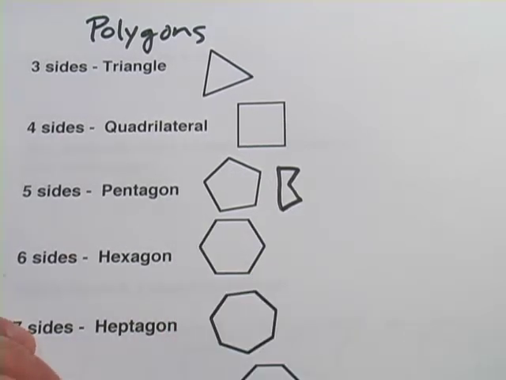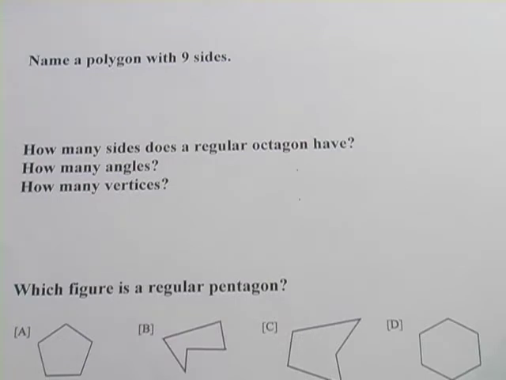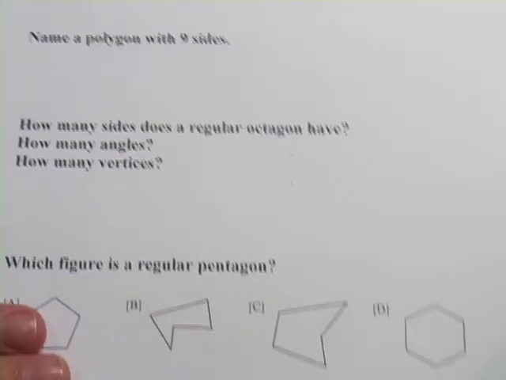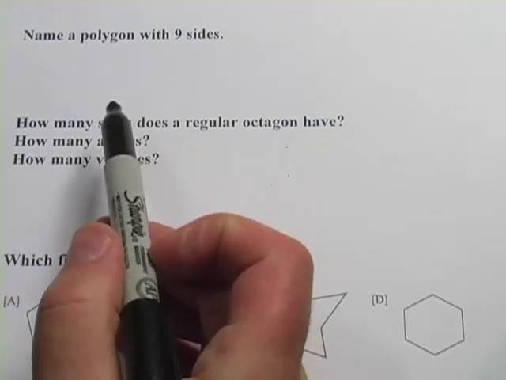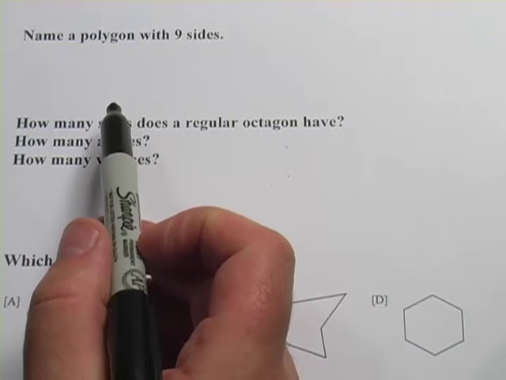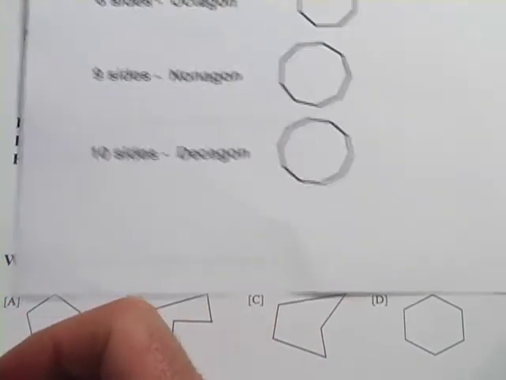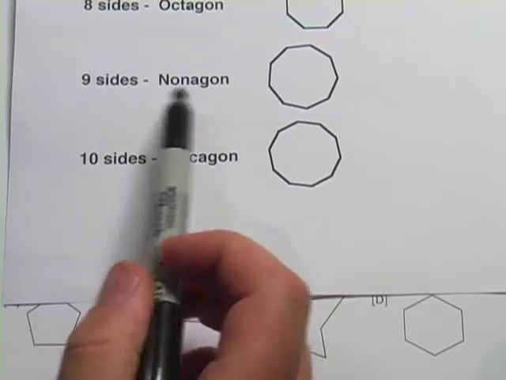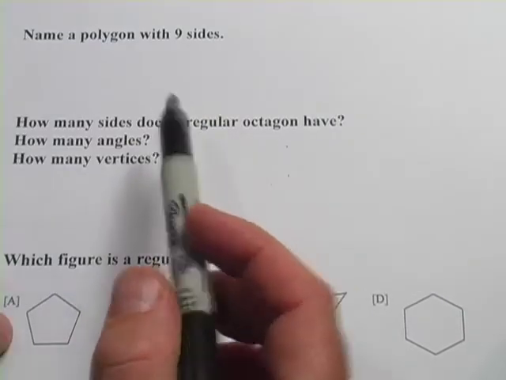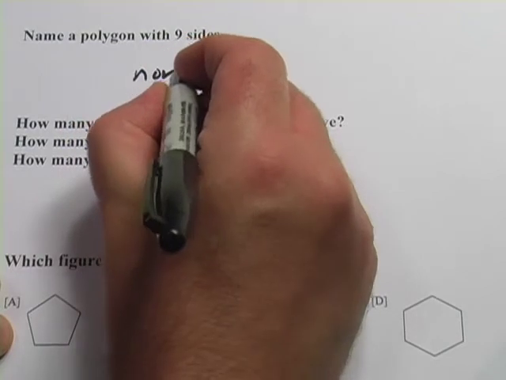All right, let's look at a few problems. The first one says, name a polygon with 9 sides. So you might want to, if you haven't memorized these yet, look back at your notes. And there it is, 9 sides. That's a nonagon. So our answer is just nonagon.